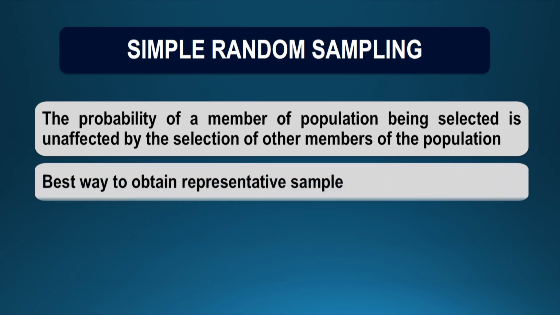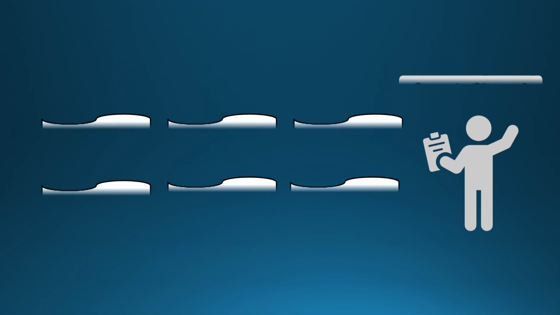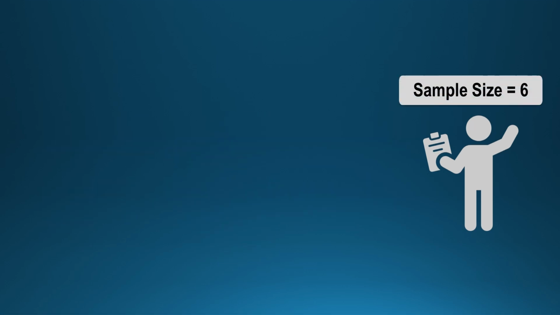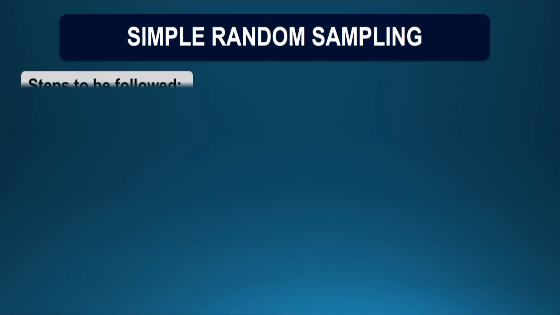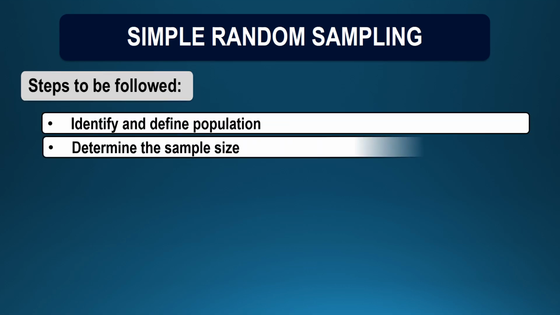This is the best way to obtain a representative sample. For example, drawing names from a hat. That is the simplest example of the simple random sampling technique. In simple random sampling, a list of the population is required, and the different steps to be followed for the simple random sampling technique are written on the slide.